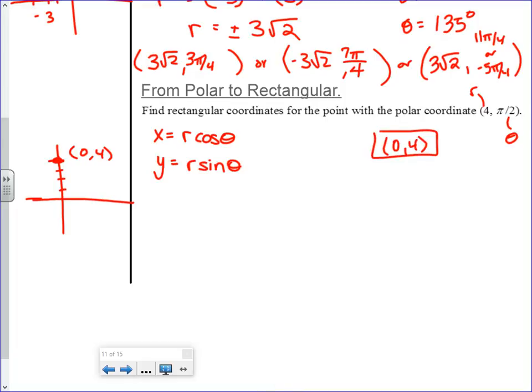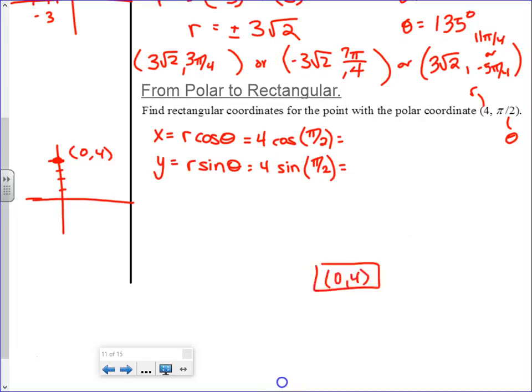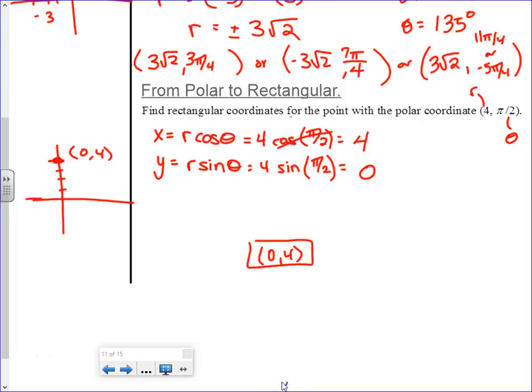Now, it's not always that easy. As soon as you have something off an axis, you can't just count tick marks, sadly. But you can always plug in the radius, cosine of the angle, sine of the angle. And you should come up with the rectangular coordinates, the Cartesian coordinates, for the x and for the y, because cosine of pi over 2 is 0.